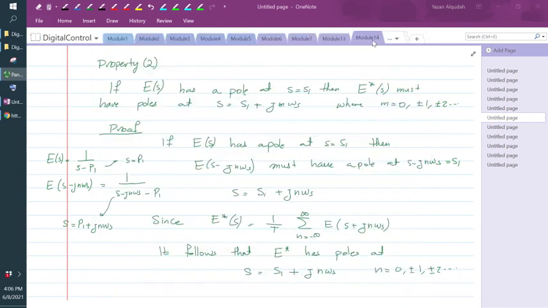Just to illustrate this, if I have E of S equal to 1 over S minus P1, then I have a pole when S is equal to P1. If I take E of S minus j n omega S, this is going to equal 1 over S minus j n omega S minus P1. Now, the pole is where the denominator is equal to 0, so S is going to equal P1 plus j multiplied by n multiplied by omega S, and this is the expression here.